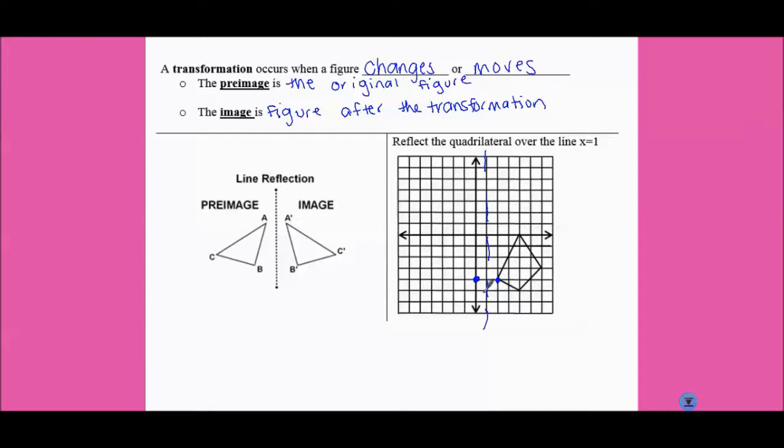Here is 1, 2, 3, so 1, 2, 3. This one is 1, 2, 3, 4, 5, so 1, 2, 3, 4, 5. And this one is 1, 2, 3, 1, 2, 3. And if we connect our dots, we have a mirror image of that original figure. So for reflection, think mirror image, just like you see your reflection in a mirror.